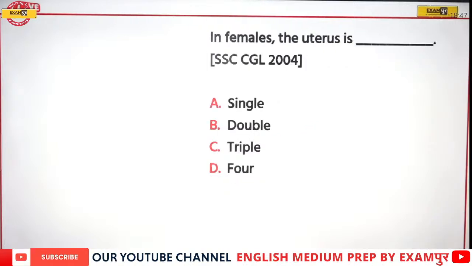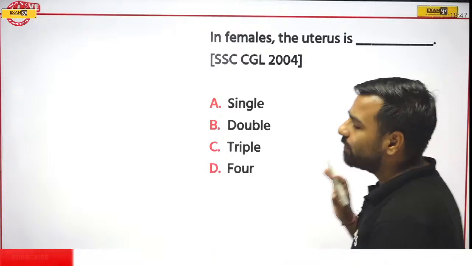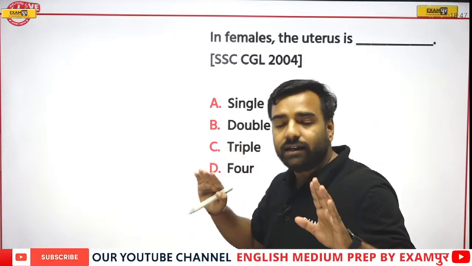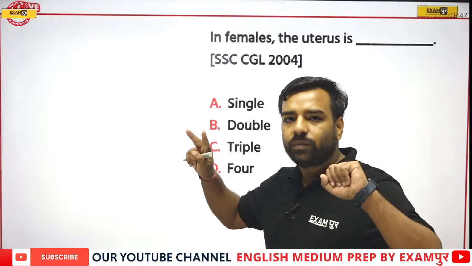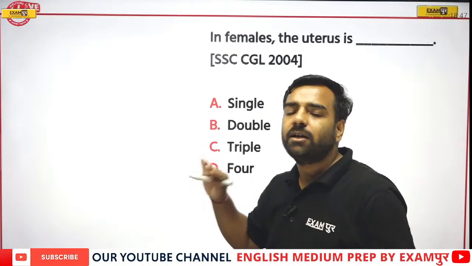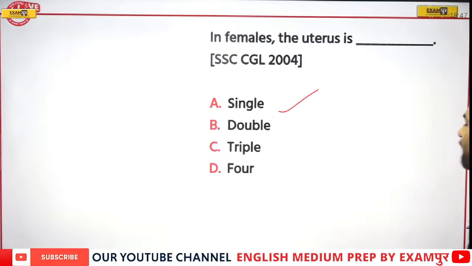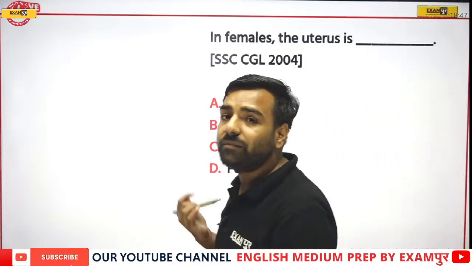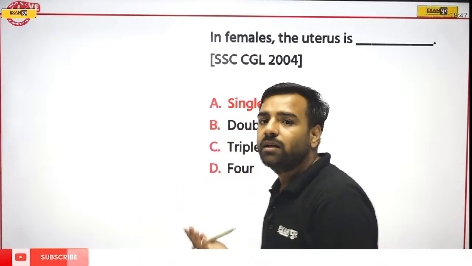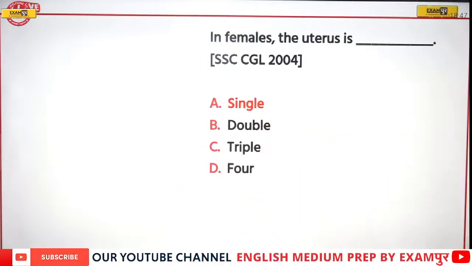Next. In females, the uterus is dash. Now, if I talk about the number of uterus, the ovaries are 2, fine, one on each side. But the uterus is a single one. So here option number A is correct. And it is the location which is known as the womb also, correct? Where our body is actually generated. So moving forward to the next question.